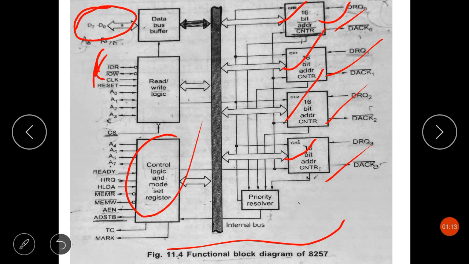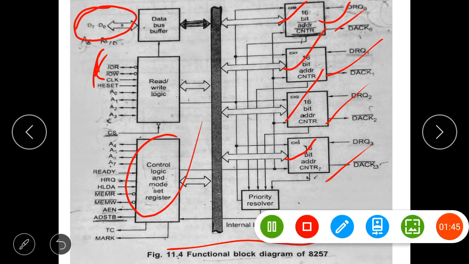The next block in the diagram that I am going to discuss is the control logic. It controls the sequence of operations during all DMA cycles, whether it is a DMA read cycle, DMA write cycle or DMA verify cycle, by generating the appropriate control signals and the 16-bit address that specifies the memory location to be accessed. It consists of 2 registers, that is the mode set register and the status register.